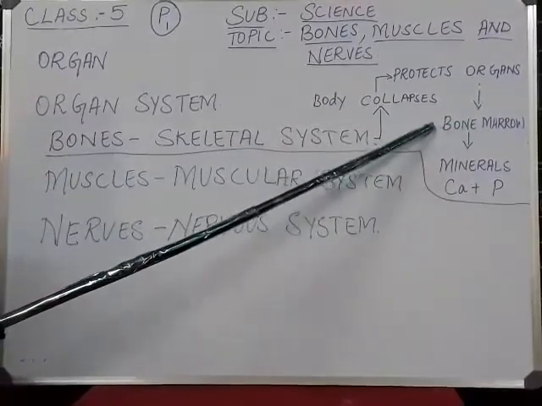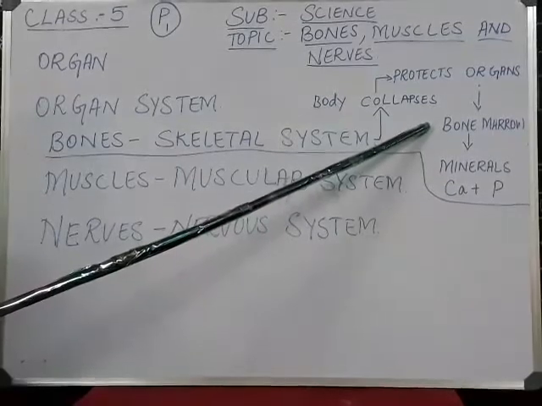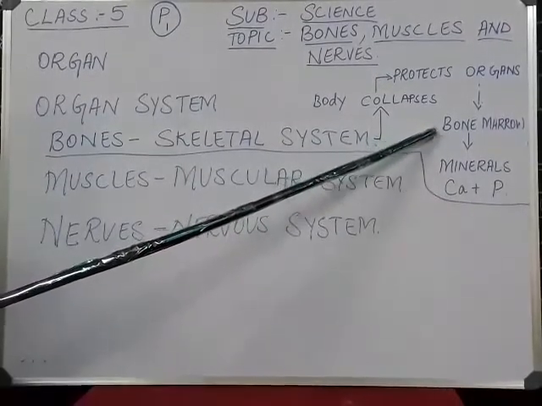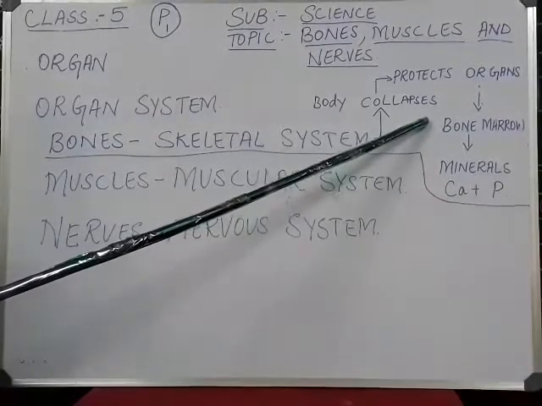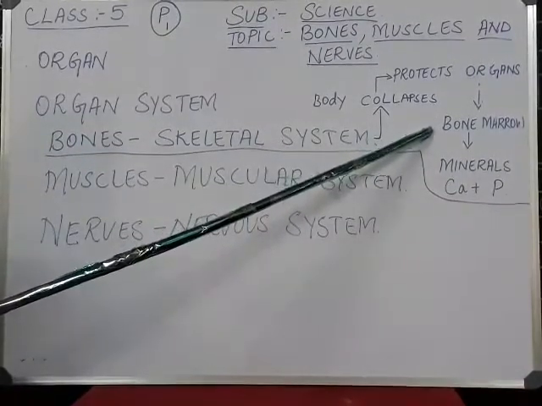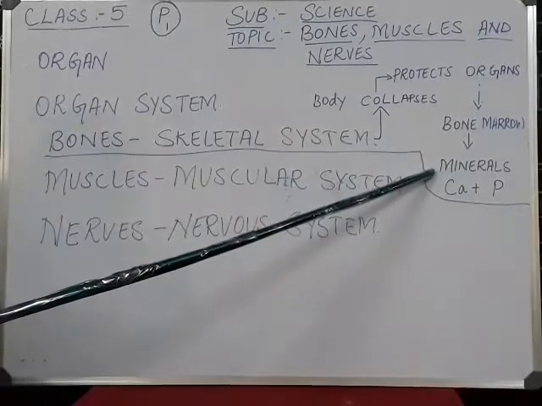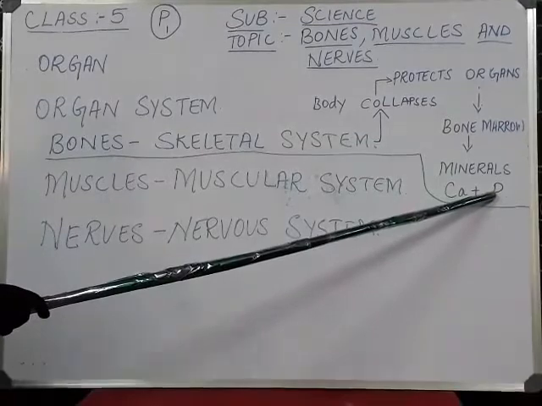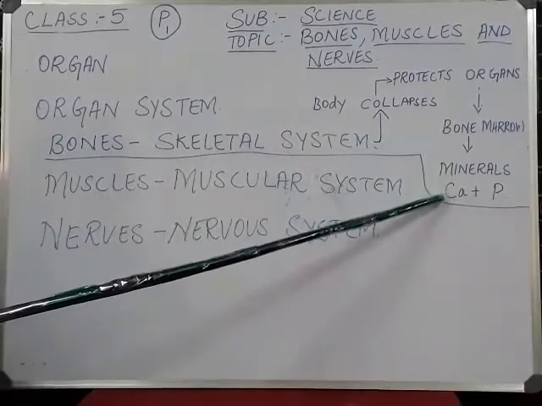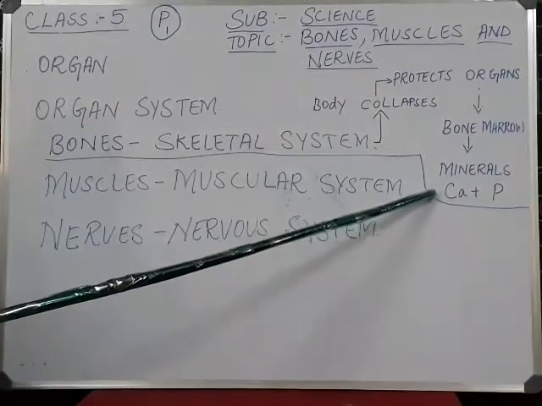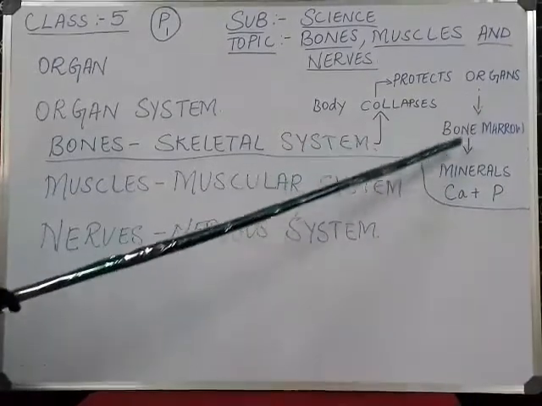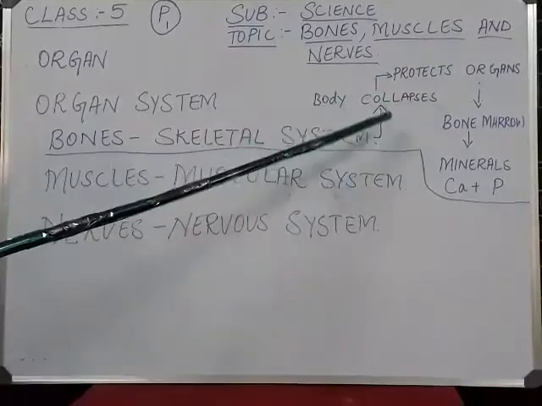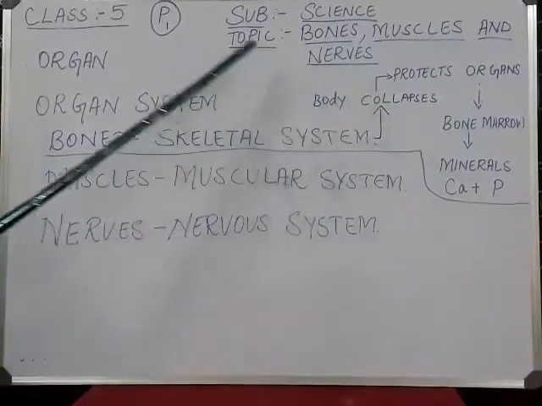Okay, this bone marrow which is there inside our bones, that produces, you know what, WBCs and RBCs. They are one kind of blood cells. Then we have minerals. Now minerals like calcium and phosphorus are stored in the bones. Okay, so bones are very, very important. These are the functions of the bones. Understood, boys? Understood, students? Okay, yes.